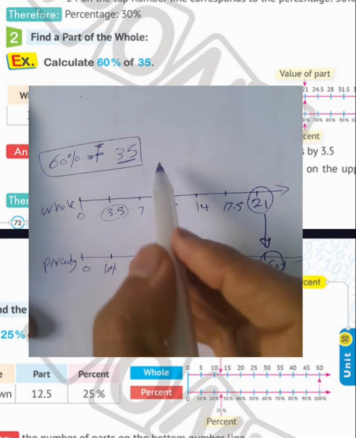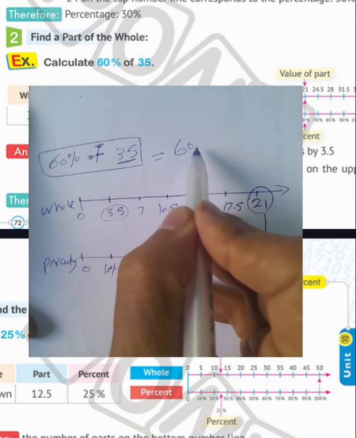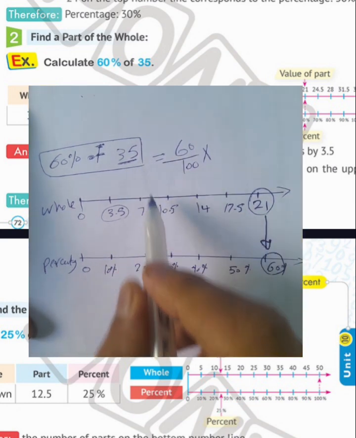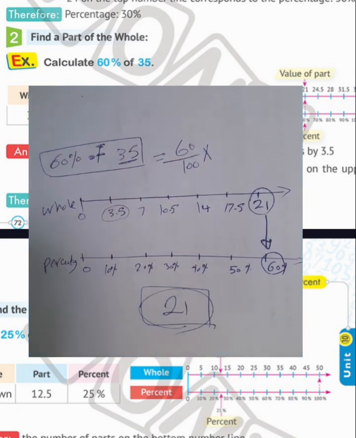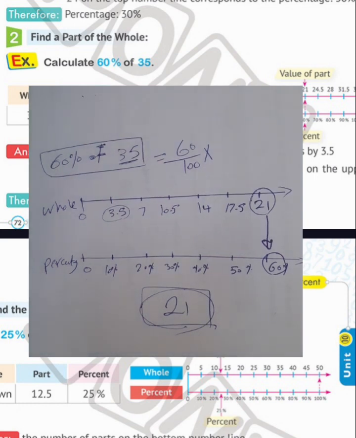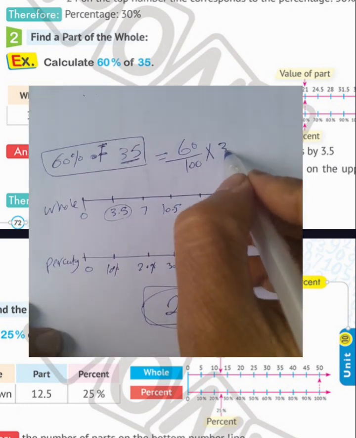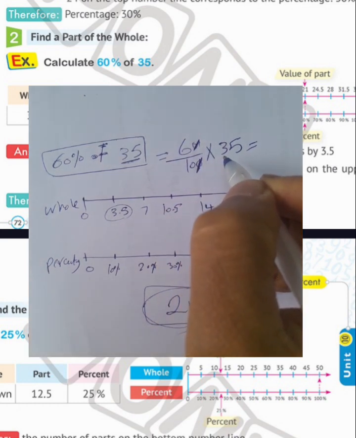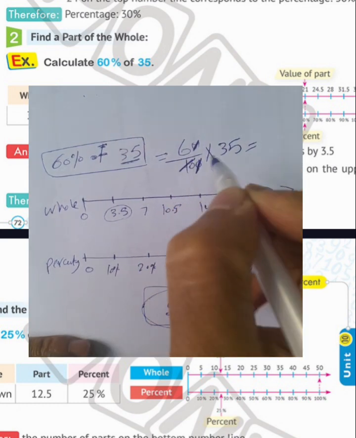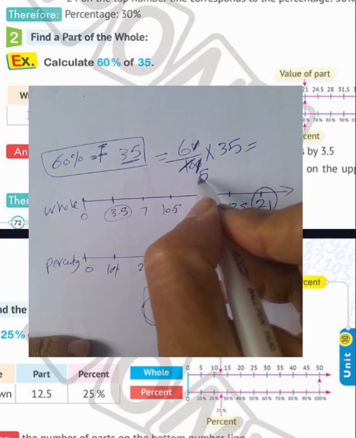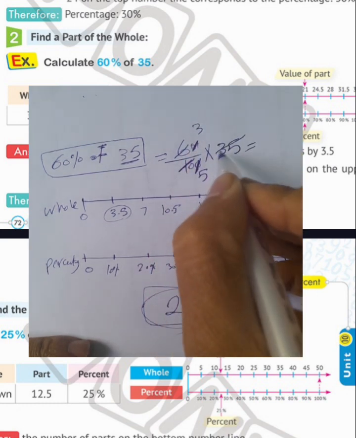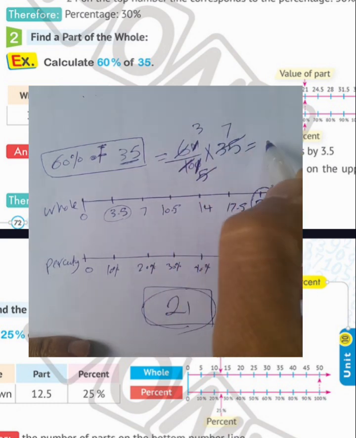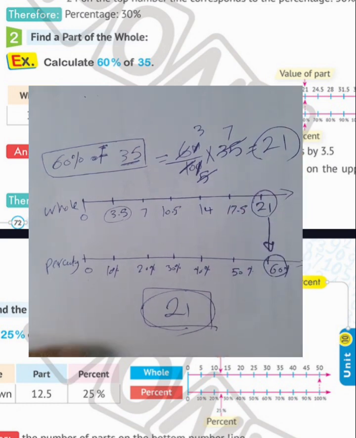Or you can solve the example by one method, 60 over 100, multiplied by 35. Write 35 here and simplify the numbers. Okay. Cancel 0 by 0. And 10 divided by 2 equals 5. 6 divided by 2 equals 3. 35 divided by 5 equals 7. 3 times 7 equals 21. Okay, that's the result of this example.